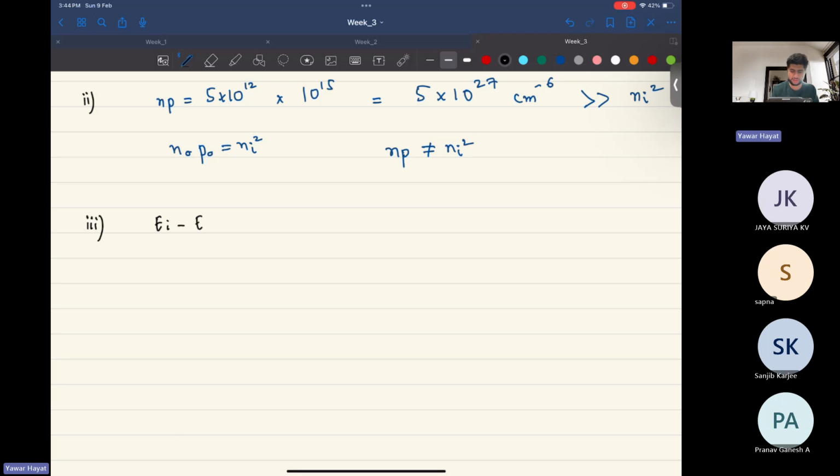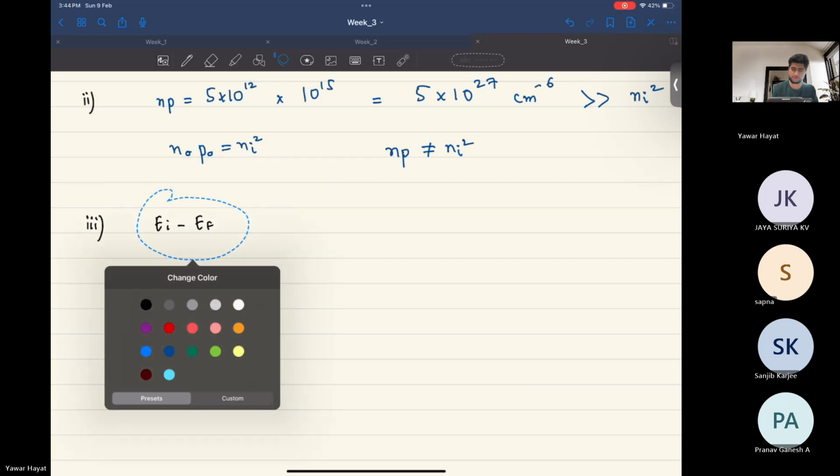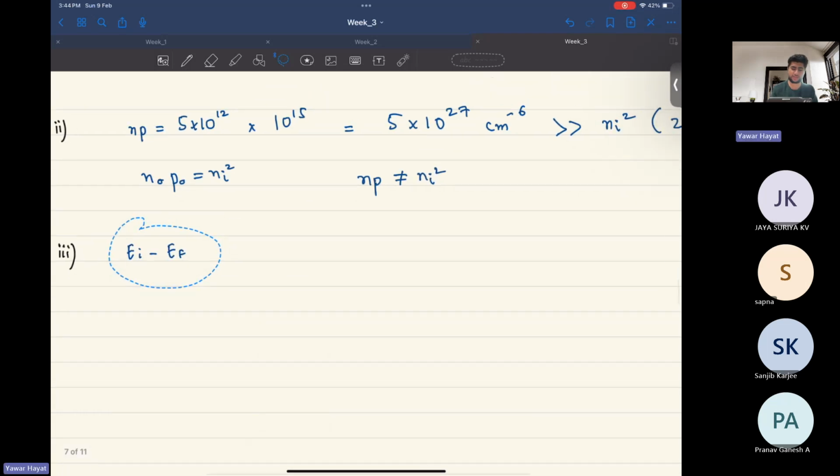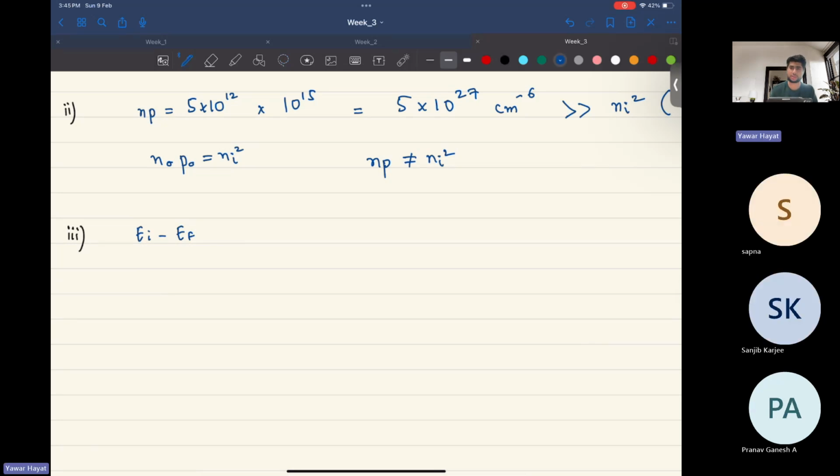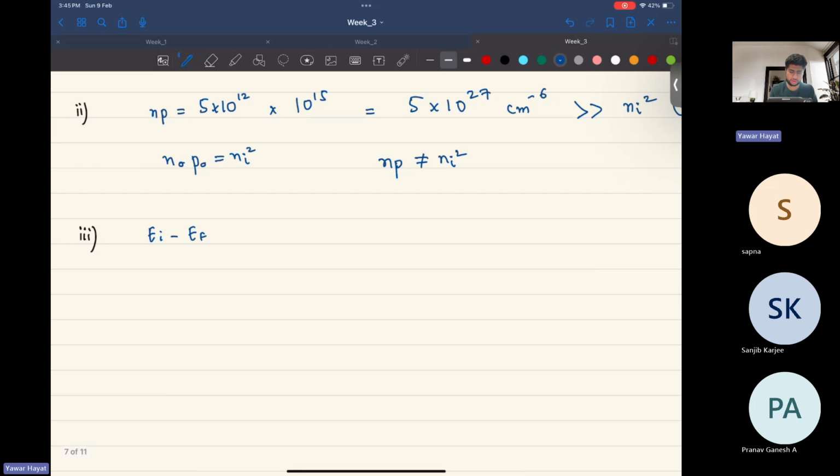So what is EI minus EF? What is EI minus EF? You are supposed to know these formulas. I also taught or wrote this in the last session. So this is KT ln of P naught by Ni, right? Or you can equivalently write it in terms of N naught. I'll assume you can do that on your own.